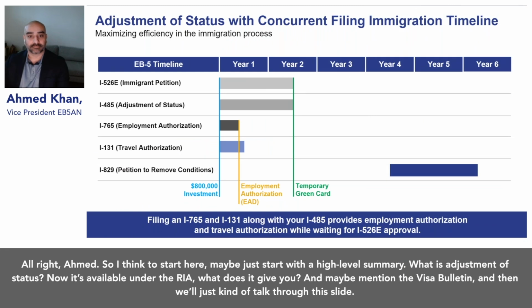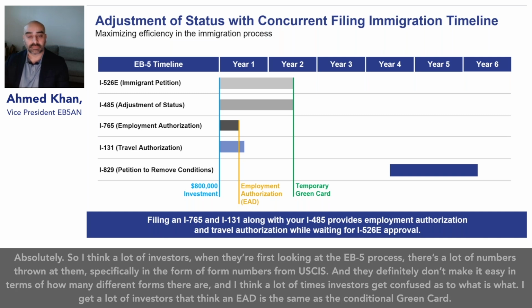All right, Ahmed. So I think to start here, maybe just start with a high level summary. Like, what is adjustment of status? Now it's available under the RIA. What does it give you? And maybe mention the visa bulletin, and then we'll just kind of talk through this slide.